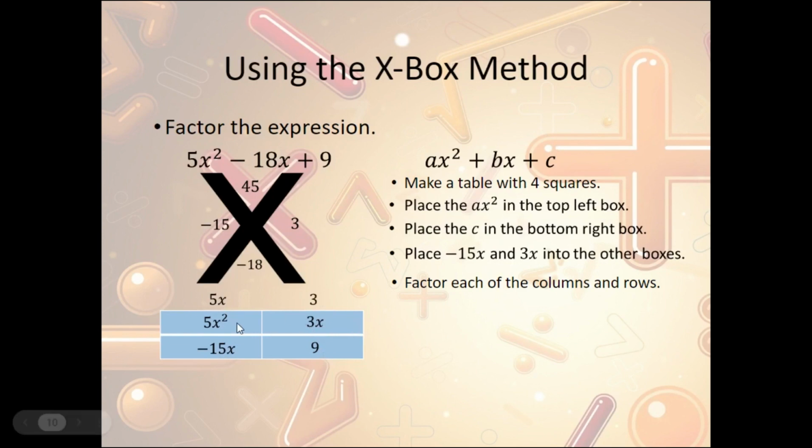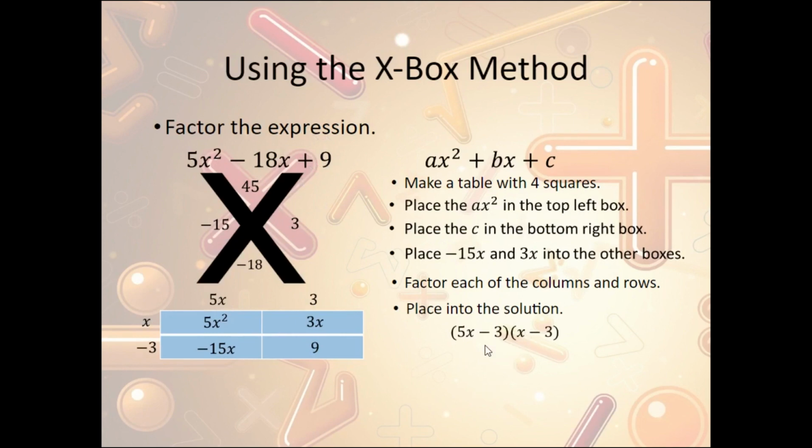Then we go crossways. So we have 5x squared and 3x. Well, the only thing in common there is an x. And then 15x and 9. Well, we have a 3 in common there. So now we have 5x and 3 and x and 3. And now we just place it into our solution. And now we're just going to check the signs to make sure they're correct. We know that the signs need to match so that it's 9, which they do here.